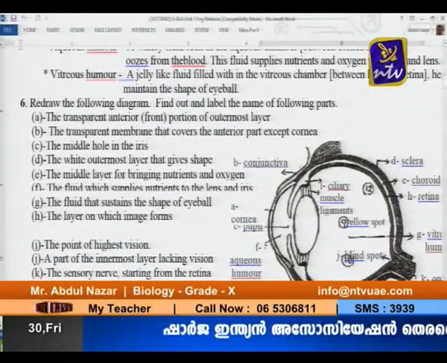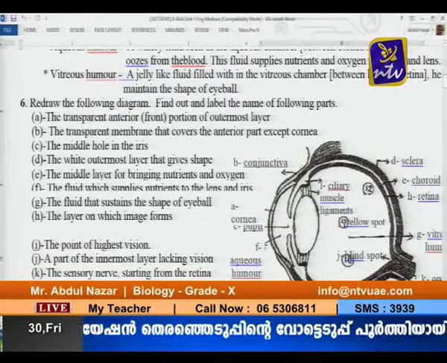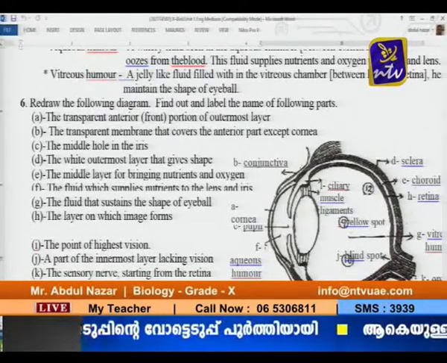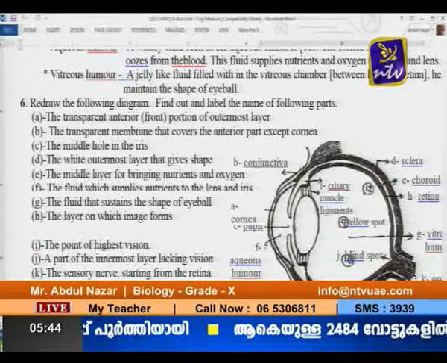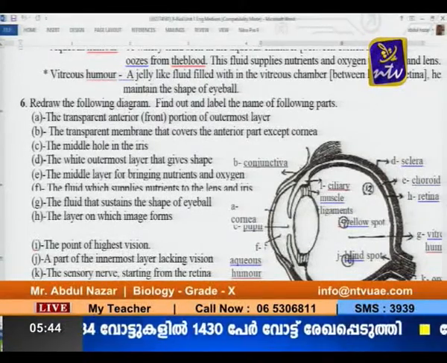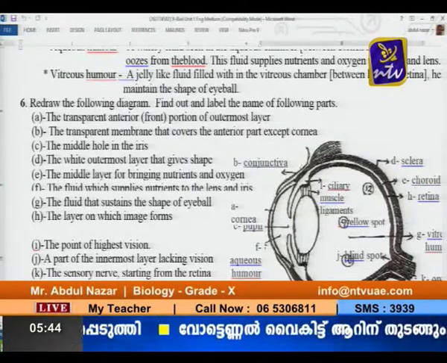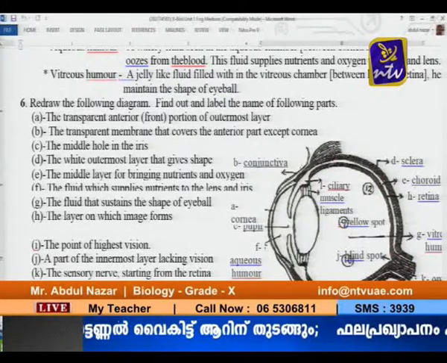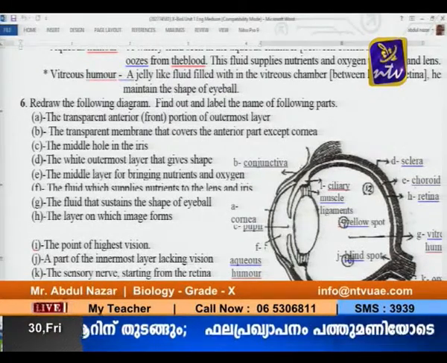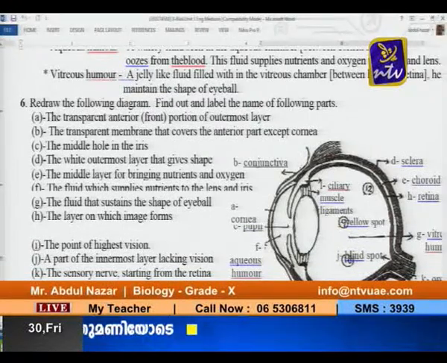Then I already explained to you the point of highest vision, that is called the yellow spot, and there is a point on the retina where the image is not formed, or when the image is formed it is not perceived, that is called the blind spot. Another expected question is: the nerve which carries the image formed on the retina to the brain, that is the optic nerve.